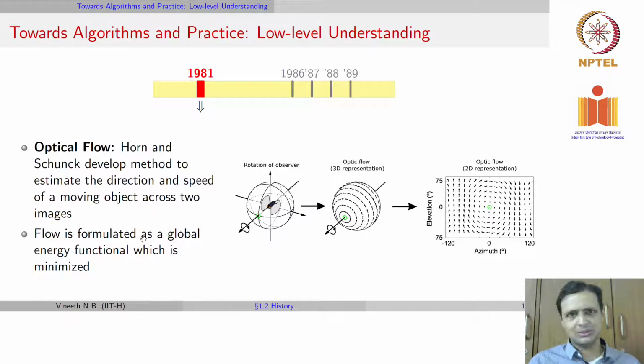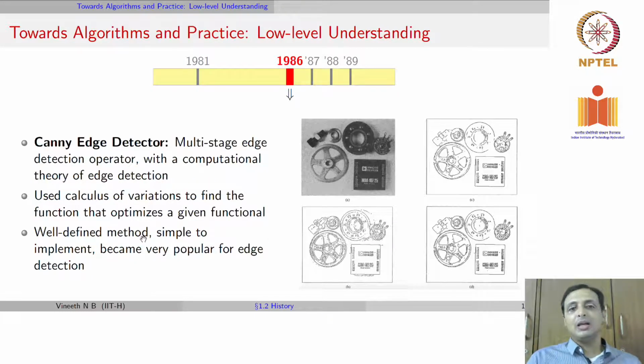And this is a method that was extensively used over many decades, especially for video understanding, and I think is still used in certain applications, such as video compression or other video understanding applications. In 1986 came the Canny edge detector, which was a significant development for edge detection. John Canny proposed a multi-staged edge detection operator, which is also known as a computational theory of edge detection.